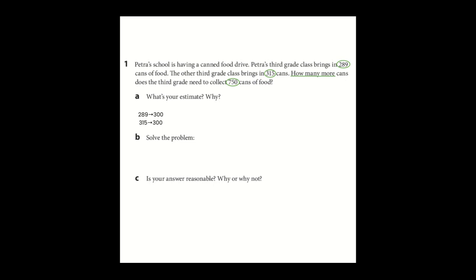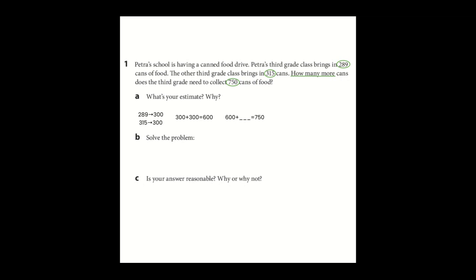Now we can add these together because we need to know the total that they have so far, right? So we can do 300 plus 300. 3 plus 3 is 6, so 300 plus 300 is 600, okay? So we're at 600 cans. We need to know how many more cans we need to get to 750, okay?